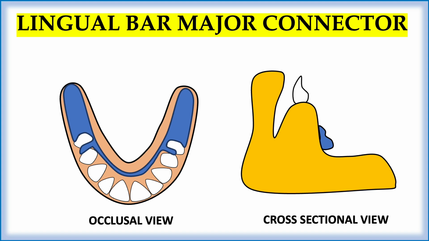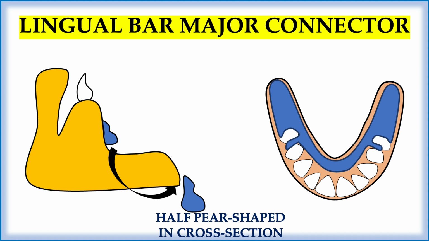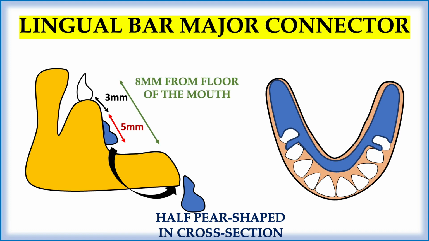So in cross-sectional view, as you can see, it appears half pear-shaped in cross section, and the height of the major connector should be at least 5 mm and an intentional relief of 3 mm away from the free gingival margin. So in total we require 8 mm clearance from the floor of the mouth. We should have at least 8 mm vestibular depth for placement of the lingual bar major connector.